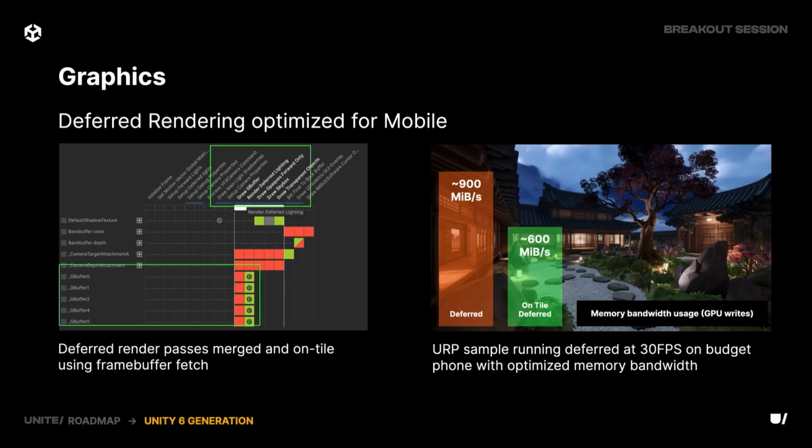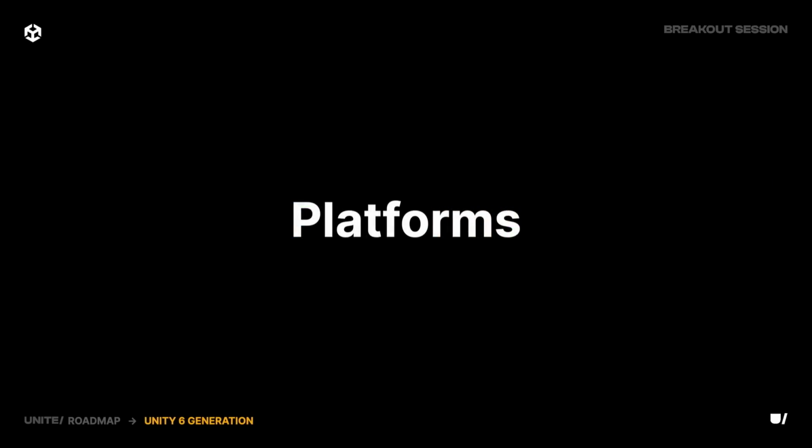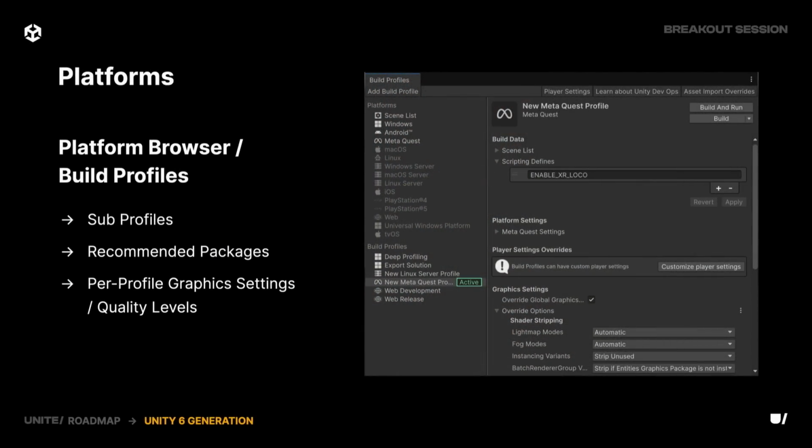Thank you, Andrew. I'm glad we can finally make frame buffer fetch happen. Next up is platforms. In Unity 6, we added build profiles and the platform browser. And together, these windows provided a whole new workflow for those of you targeting multiple platforms. Coming in the 6th generation, new profiles will have pre-configured settings, recommended packages, and even sub-profiles. So when we know that you're working with a particular platform, we can deliver a great set of default profiles and settings all in a single click.